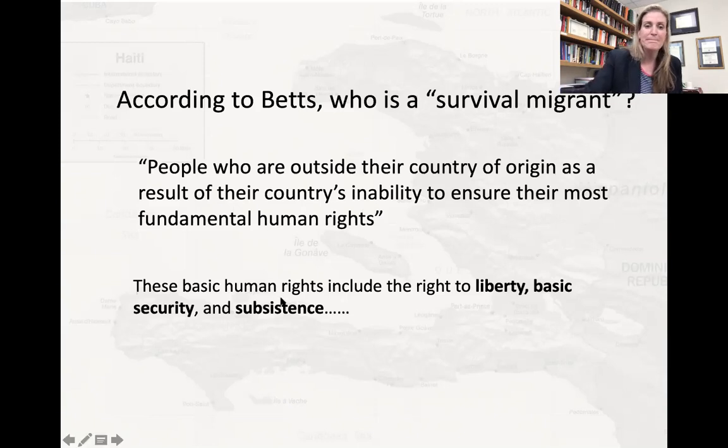So survival migrant is a proposed alternative to the category of refugee, or it forces us and enables us to think about forced mobility in ways that the refugee definition doesn't allow us to do.